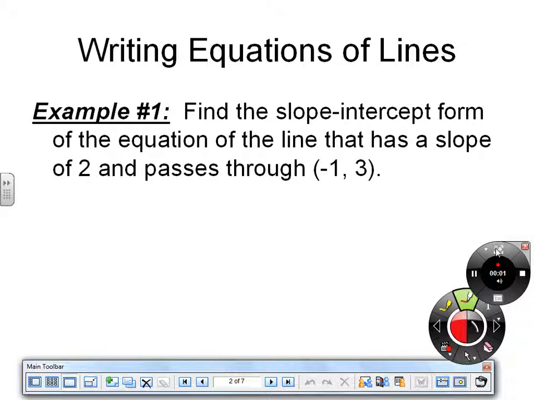Last time we had you guys brainstorm everything that you knew about equations of lines. So don't make me laugh.